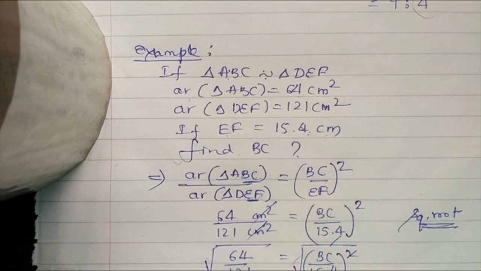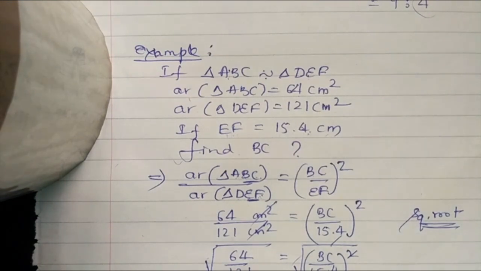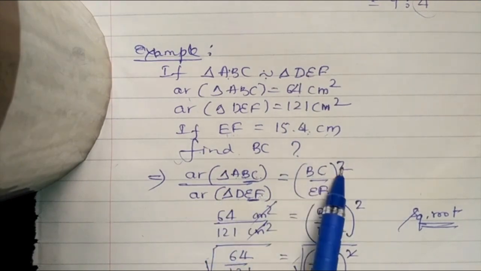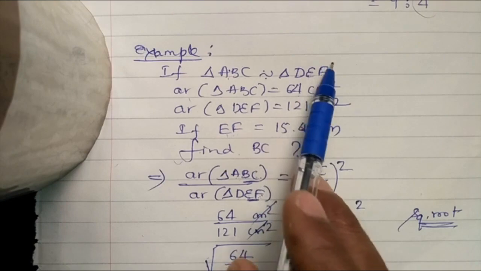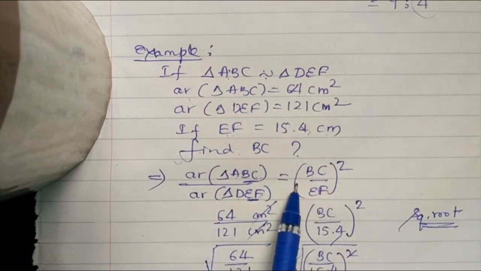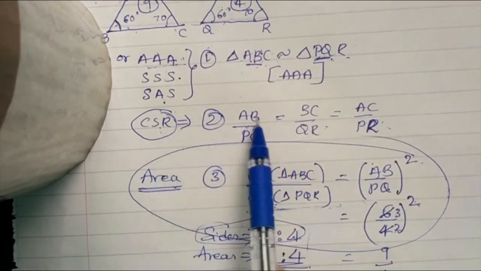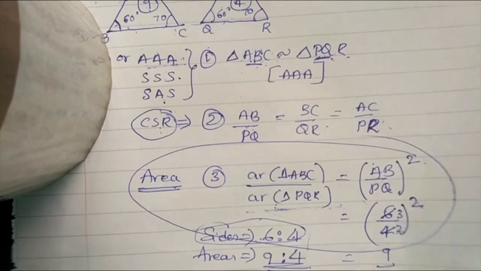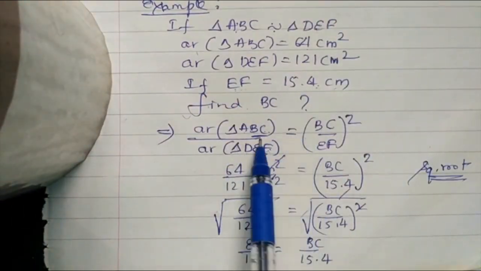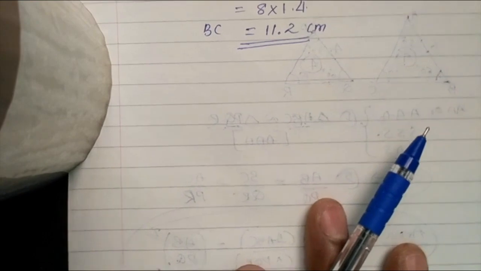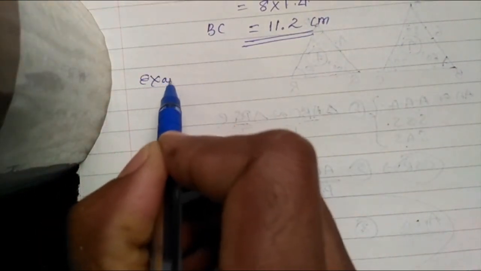In this way you can get the length of an unknown side by using the concept of the areas of two triangles once they are similar. Your triangles are similar as given, so therefore I went straight away to the squaring of their corresponding sides. If triangles are not given as similar, first you have to finish this task, then go for the areas. First prove, then go for corresponding sides ratio, then go for areas. If triangles are already similar, directly you go for areas, no need to prove. Let us go for another example.